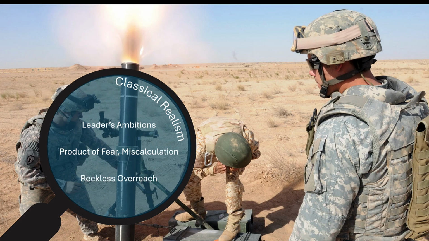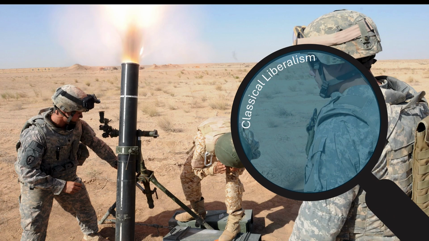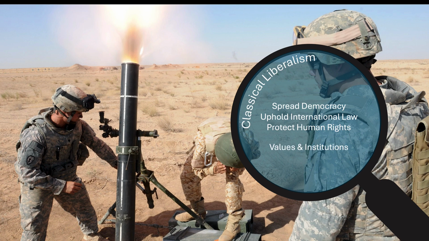A neorealist would point to the structure of the international system. Perhaps the United States, as the sole superpower after the Cold War ended, acted unilaterally because it could. The invasion became a reflection of an unbalanced power system and the logic of preponderance, not morality or whims of individual leaders. A classical liberal might focus on the stated goals of spreading democracy, upholding international law, and protecting human rights. Whether or not these goals were achieved is another matter, but the intent fits the liberal belief that values and institutions matter. And while many liberals supported the war in Iraq based on these stated goals, others criticized it as a misapplication of these principles.